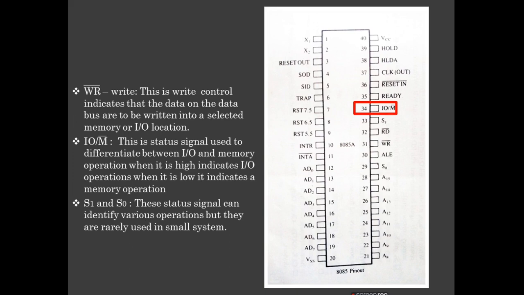And the next is the IO/M bar. This is a status signal used to differentiate between input output and the memory operations. When it is high, it indicates input output operation, and when it is low, it indicates a memory operation. Next is the S1 and S0. These status signals can identify various operations, but they are rarely used in small systems.